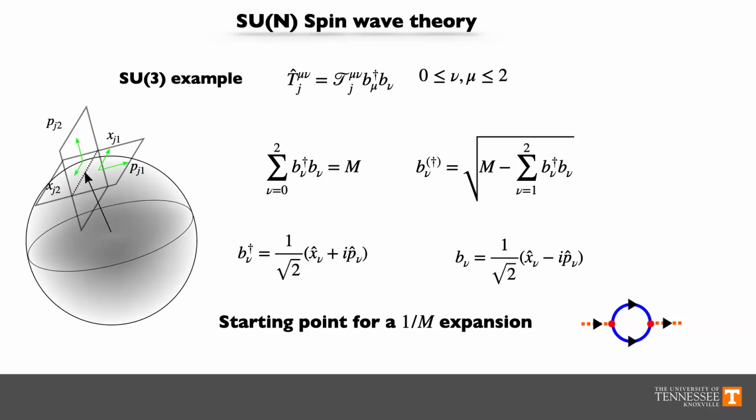These are precisely all the completely symmetric irreducible representations of SU3, and then expand in 1 over m, which is simply, once again, a loop expansion. So you can add quantum corrections by expanding. But one important thing to notice is that there are two different approaches here.